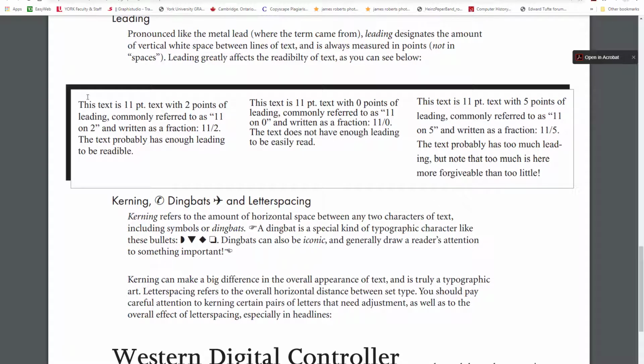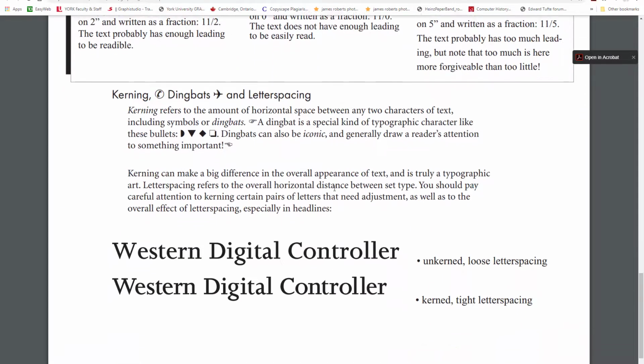And here's an example of what it looks like. This is 11 on 12. That's sort of a standard amount of white space vertically for the type size. This one has no leading, and it's kind of hard to read. And this one has probably too much leading. Again, we're getting into that white space and the gestalt of how type goes together. These lines are starting to float away, but note that it's easier to read a little bit too much than a little bit too little. So a little bit too little doesn't work.